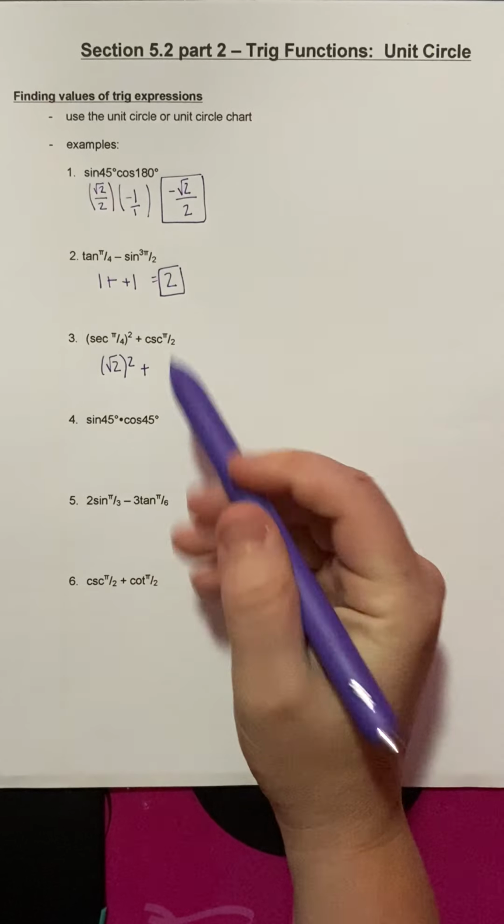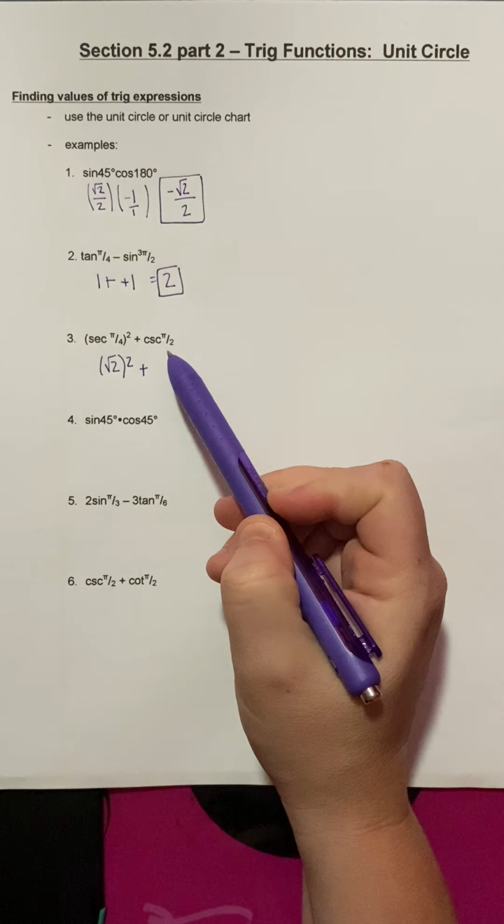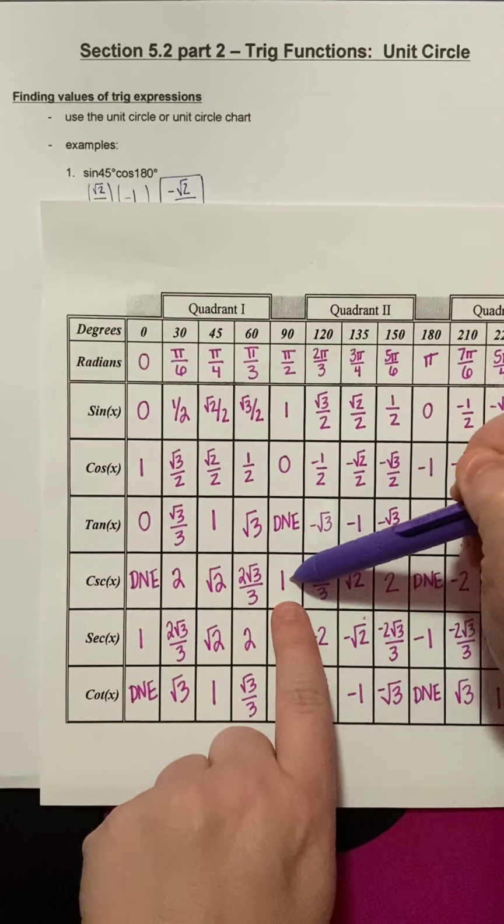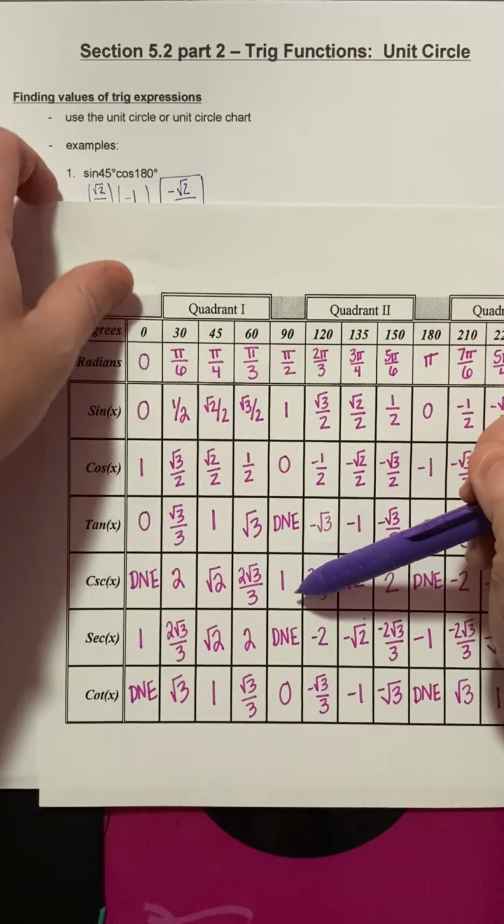Now plus, now I'm going to find the cosecant of pi over 2. Pi over 2, same thing as 90 degrees. Cosecant, this right here gives me 1.